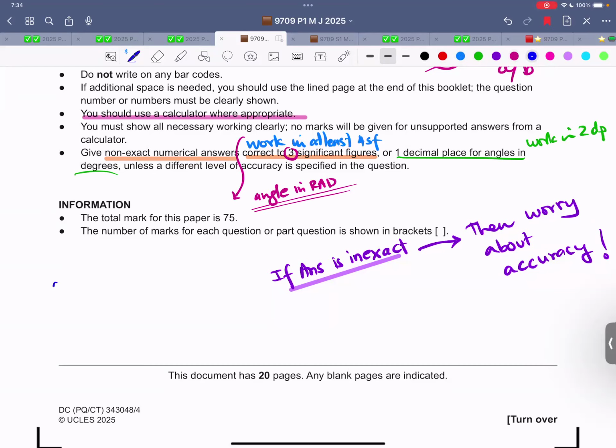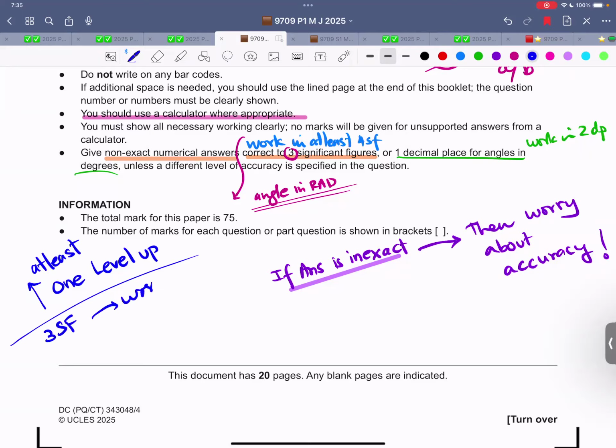So the rule is 1 level up, at least 1 level up. If they are asking for 3 significant figures, work in 4 SF. If they are asking for 1 decimal place, work in 2 decimal places. And remember the keyword, that is at least. If you want to work in 5 SF, no harm. If you want to work in 3 DP, no harm. So now this is very, very important.